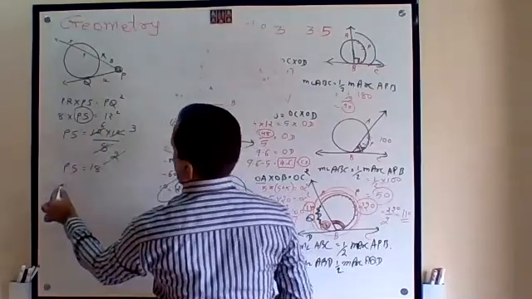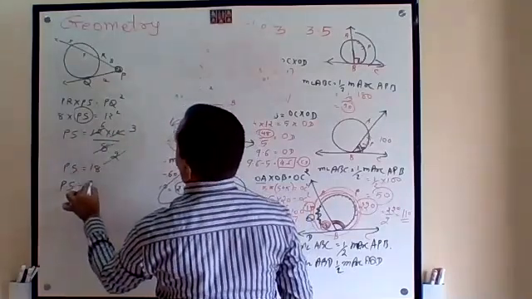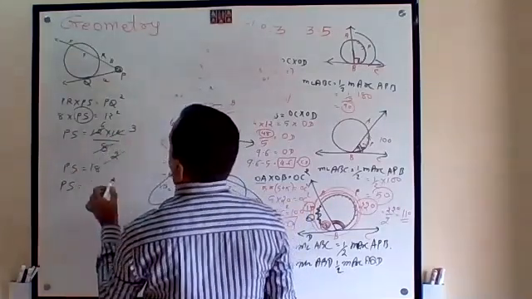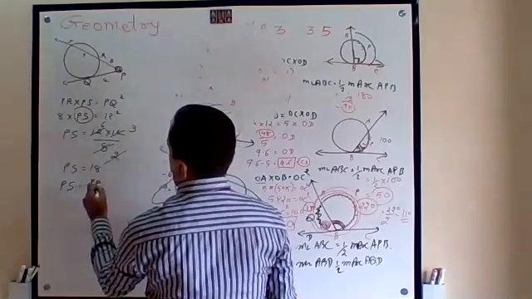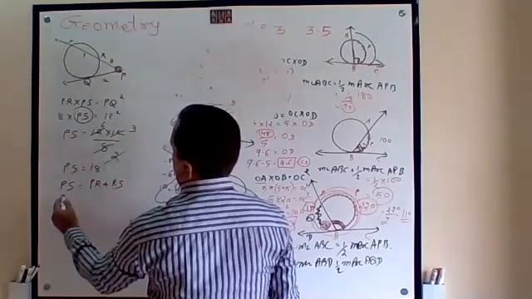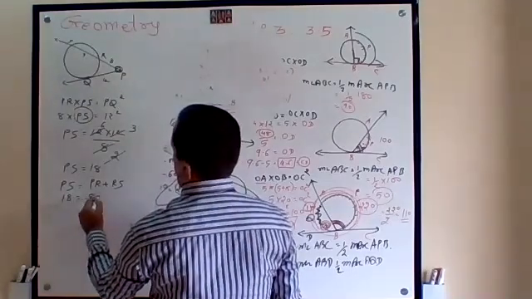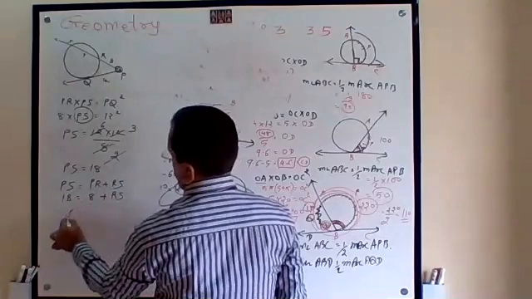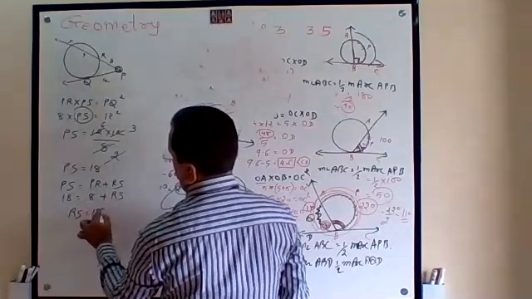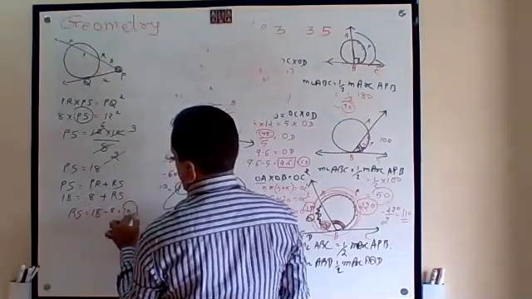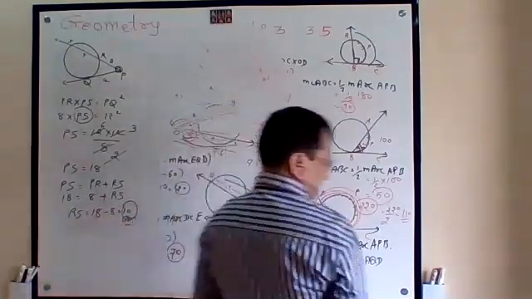But what is PS? R is the internal point. So PS is PR plus RS. So this we know, this is 18. PR we know, that is 8. RS we don't know. So RS is equal to 18 minus 8, which is 10 centimeters.